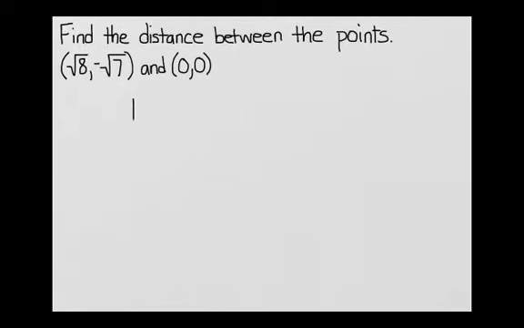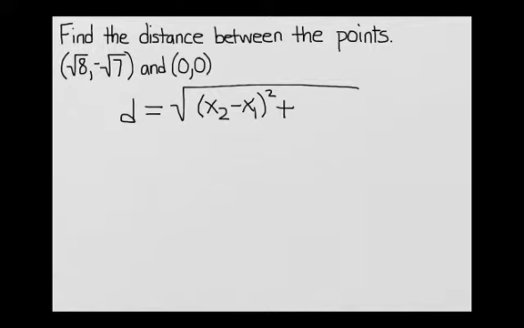The distance formula can be stated as the distance between 2 points is the square root of the difference of their x-coordinates, x2 minus x1, and we're going to square that quantity, and we're going to add to that the square of the difference of the y-coordinates. So y2 minus y1, and we're also going to square that quantity. So up here we'll refer to this as x2, y2, and we'll refer to this point as x1, y1.